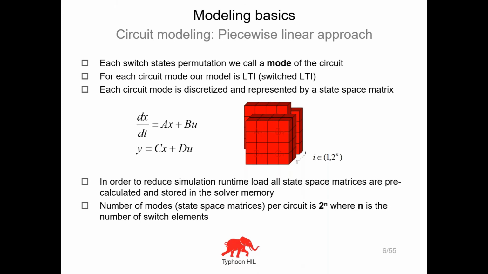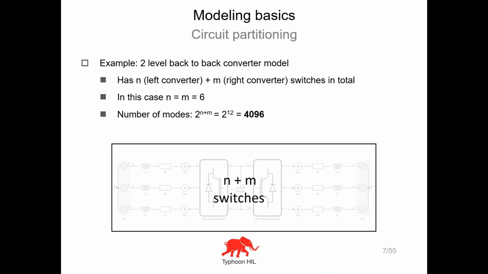However, there is a price we pay. So we can see that the number of modes, or the state space matrices per circuit, is 2 to the power of n, where n is the total number of switching elements. So the number of modes grows exponentially with the number of switches in the circuit, which puts very high strain on our memory resources.